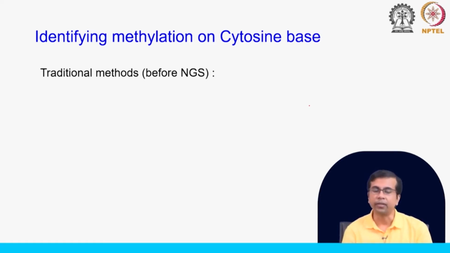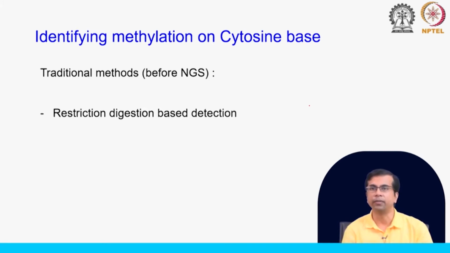Let us start with the traditional methods. These methods can be classified under different classes. I will be just touching upon them very briefly, and I will just mention the principle. We will not have time to go into the details. If you are interested, of course, I will share all the references so you can go through them. The first type of method relied on something called restriction digestion based detection. I am sure you are aware of restriction enzymes.